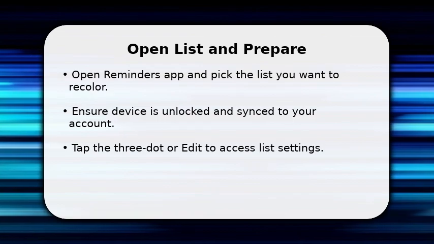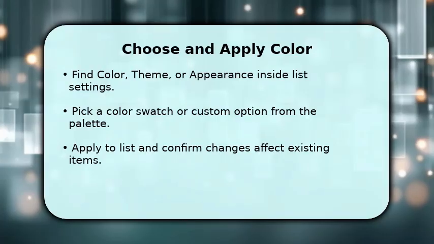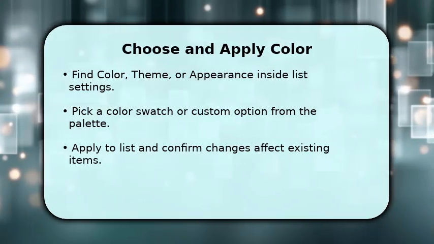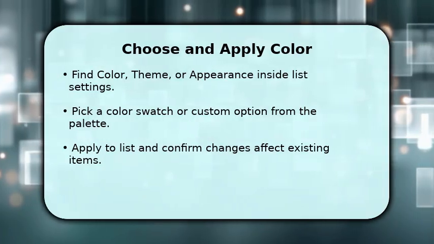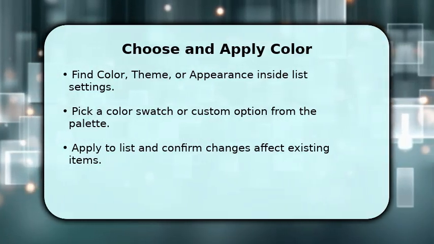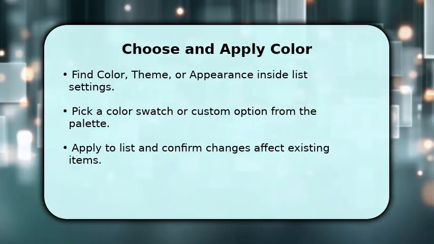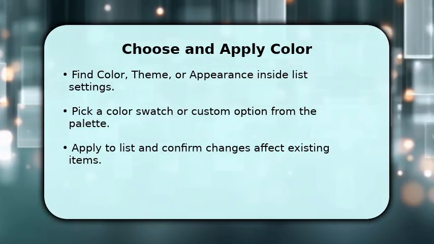Now choose the color or appearance option inside the list settings so your visual change is deliberate and persistent. You'll see swatches or a palette. Pick a color that conveys urgency or category because colors help your brain sort items quickly. After selecting, tap Apply or Done. This updates the list header and often the dot or icon beside each reminder.